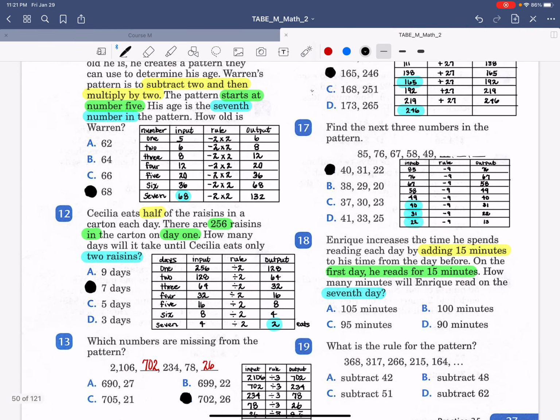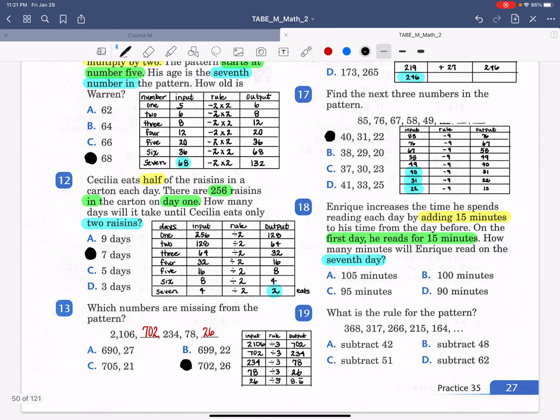So always make sure you get the question that they're asking. So on the 7th day, he would do 105 minutes. 120 minutes is not even one of my choices. So I would have seen it once I got there. But pay attention to that. It's so important.